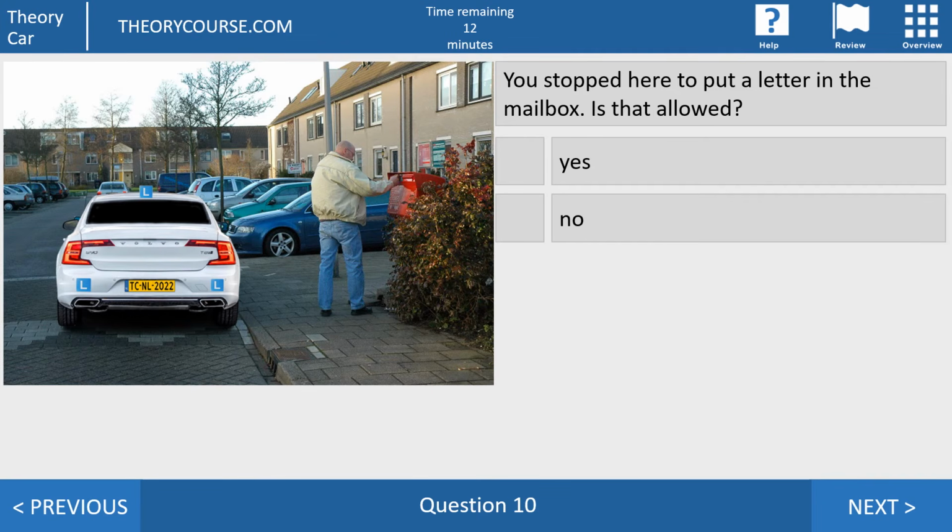You stopped here to put a letter in the mailbox. Is that allowed? Yes or no? The right answer is yes. Because you're not parked double. You're not in front of this blue or green car. Only thing, you parked on a speed bump. Now, a speed bump only tells you to reduce the speed, nothing else. You may park on a speed bump, no problem. So you can put a letter in the mailbox, and if you want, you may park here also. No problem at all.